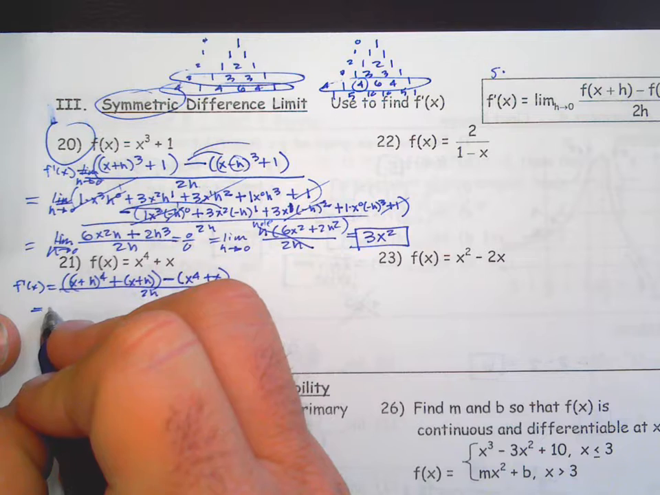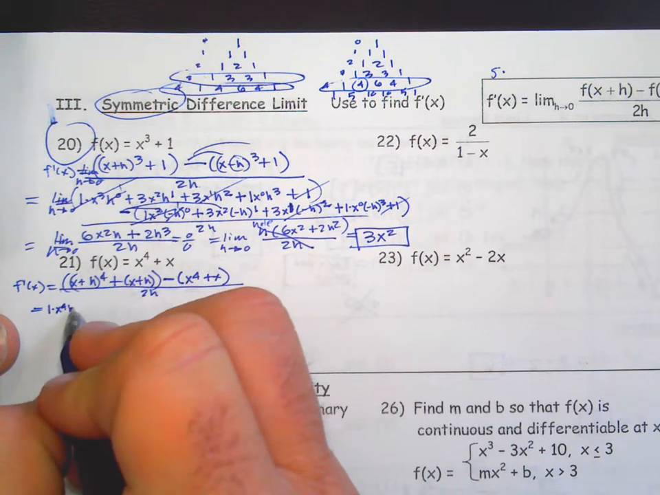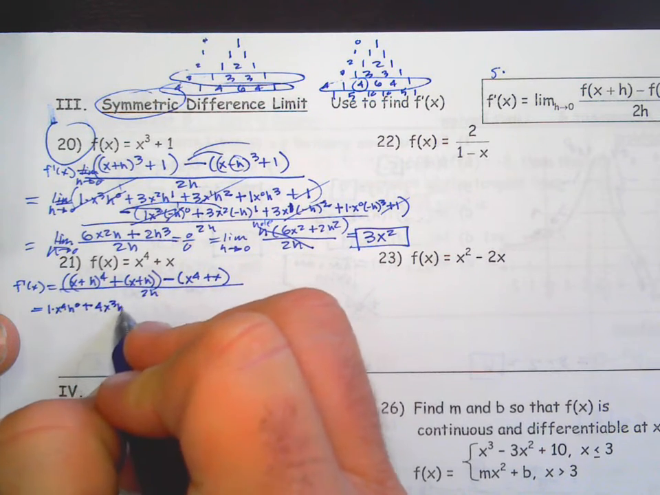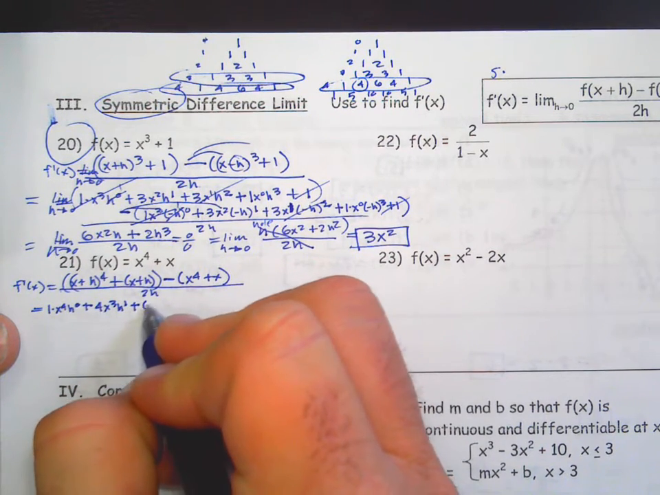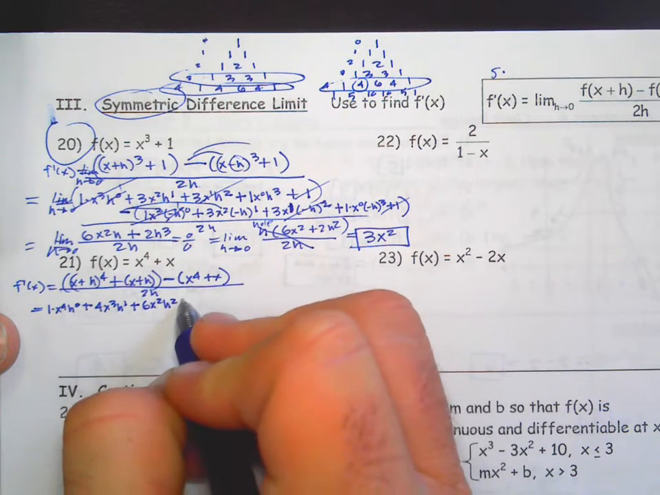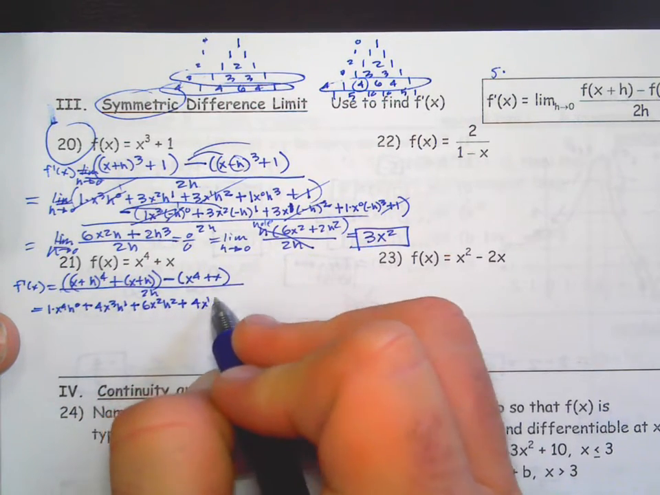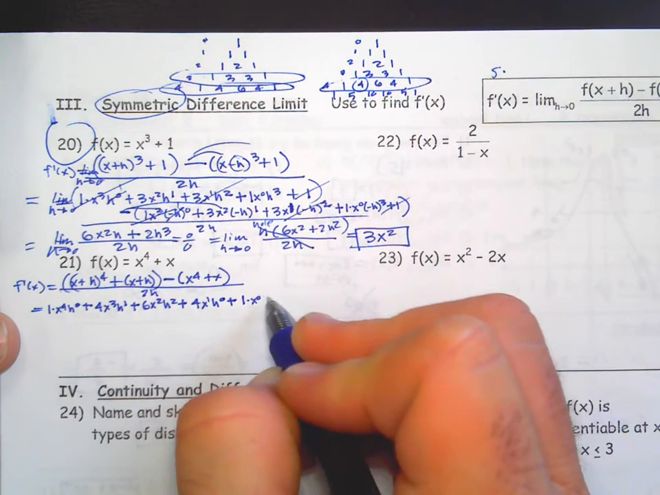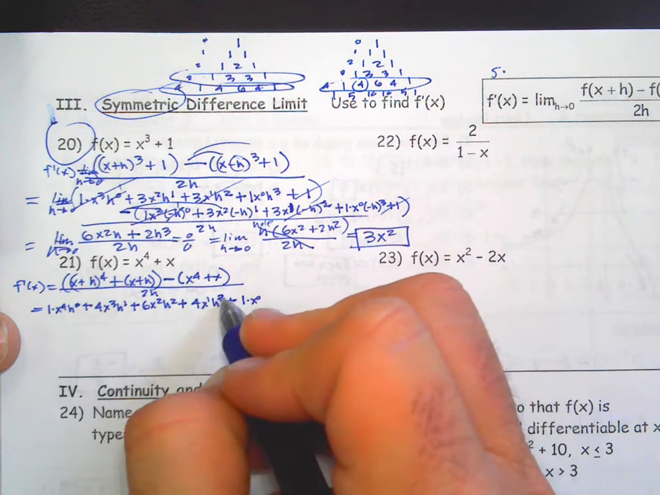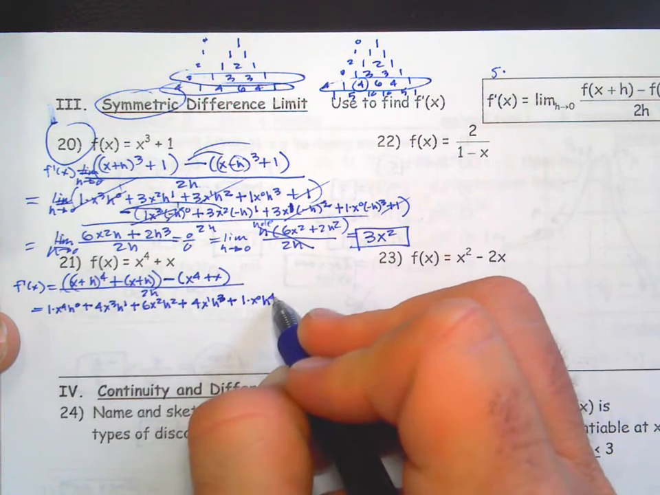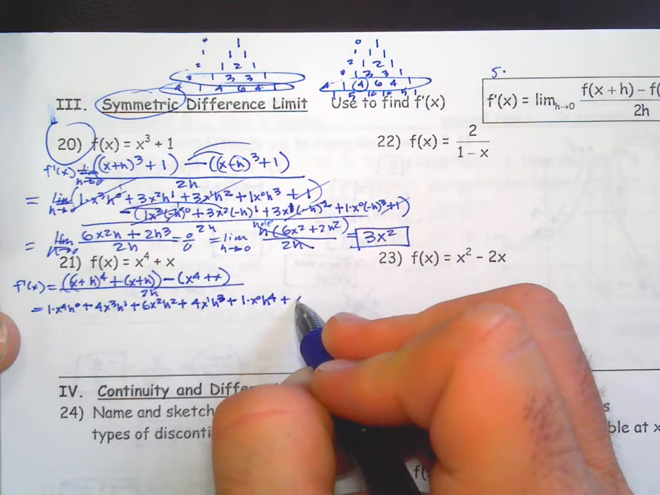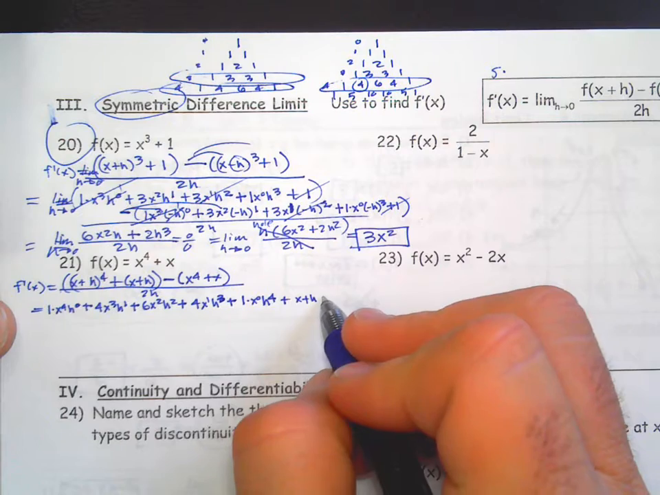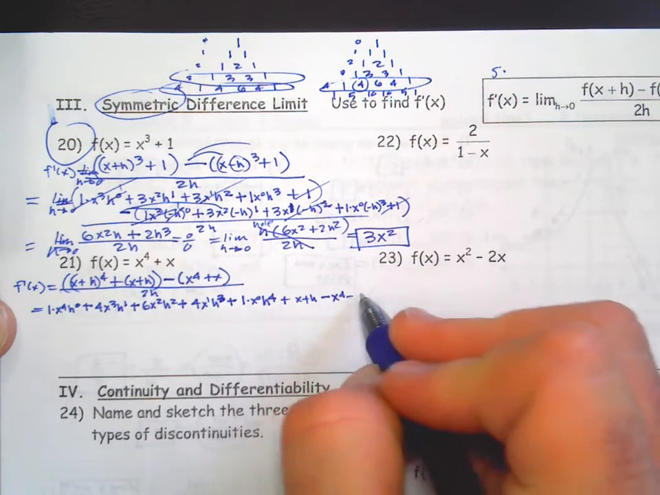So the first one is going to be 1 x to the fourth h to the 0 plus 4 x to the third h to the first plus 6x squared h squared plus 4x to the first h to the 0 plus 1 x to the 0 h to the fourth. Plus x plus h, right? Minus x to the fourth minus x.